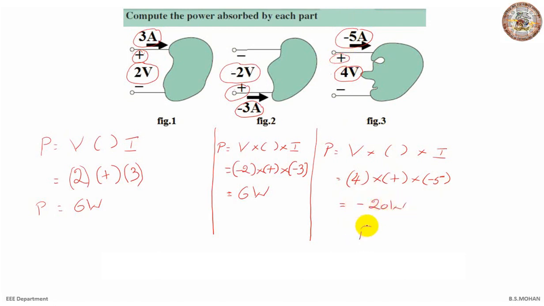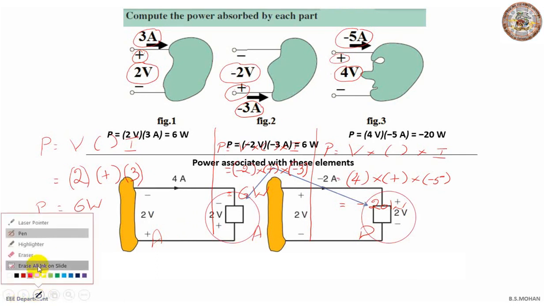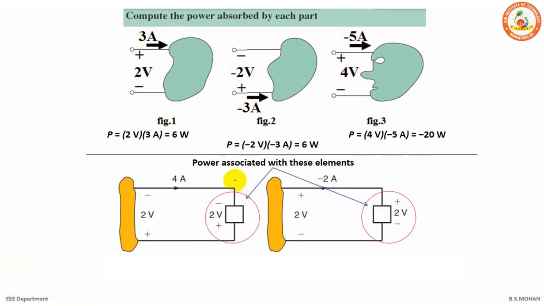That means this one is actually delivering and these two are absorbing energy. So this is how you can use the formula to find out whether power is being absorbed or power is being delivered. What you can do is find the power associated with these elements. I'll leave this as an assignment for you to analyze.